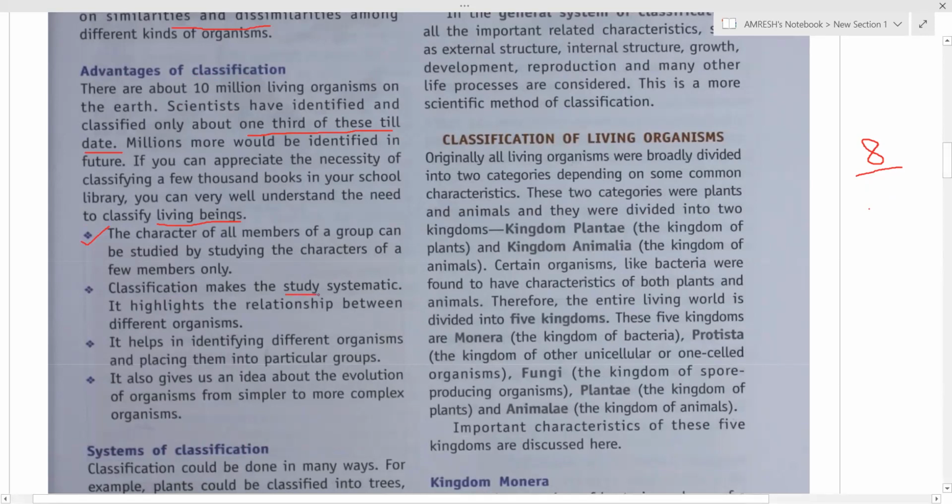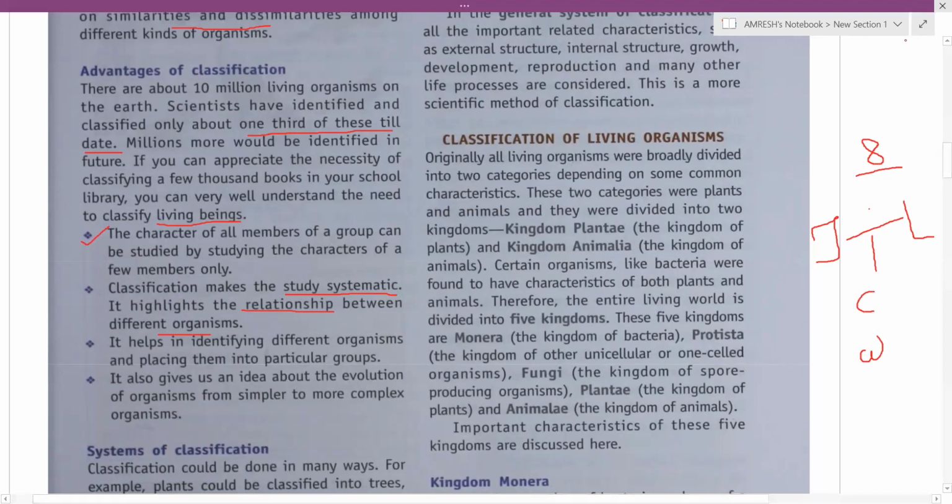What is the meaning of studying systematically? We are studying in a format, in a proper manner. We are not being random while studying, okay? And we are able to highlight the relationship between different organisms. Suppose, as I've told you, between a tiger and a lion, okay? Tiger and lion, we are making a relationship that they are wild animals. They are carnivorous. They are wild animals. So these are all the similarities between a tiger and a lion. We are having a proper relationship.